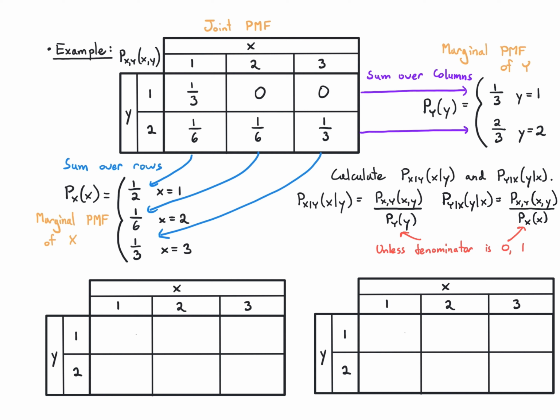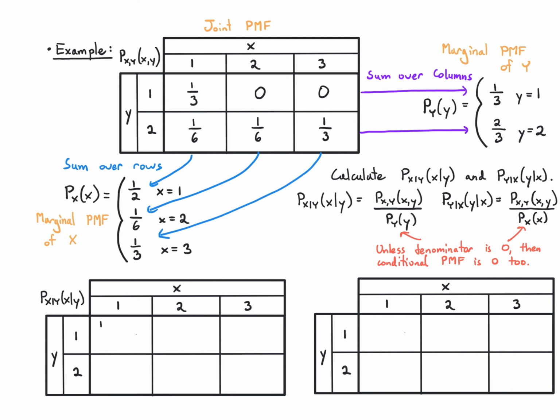So when the denominator is positive, that's okay. And when the denominator is zero, then we should just set the conditional PMF to zero. So sometimes it's convenient to just write it like this without the cases if we need to fit it in, but we have to remember we shouldn't be dividing by zero. Okay, so how are we going to get this conditional PMF table?